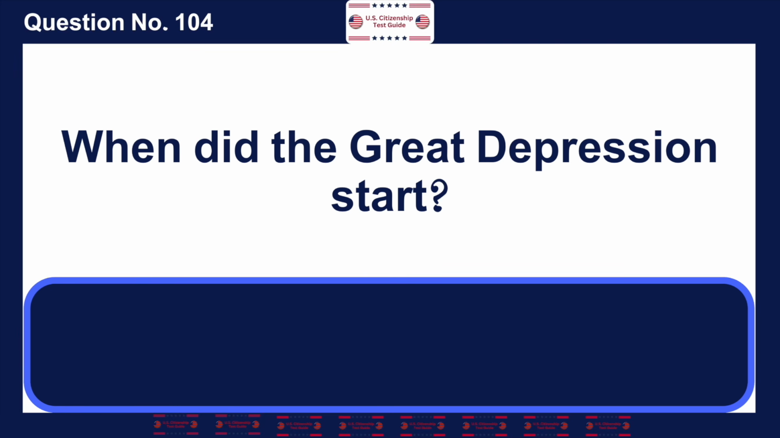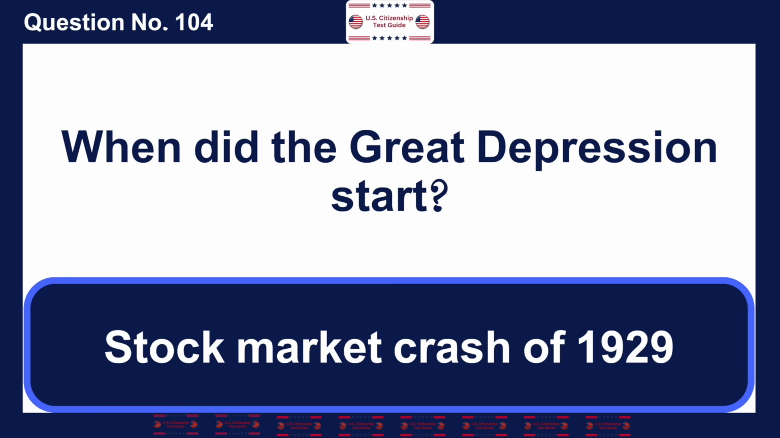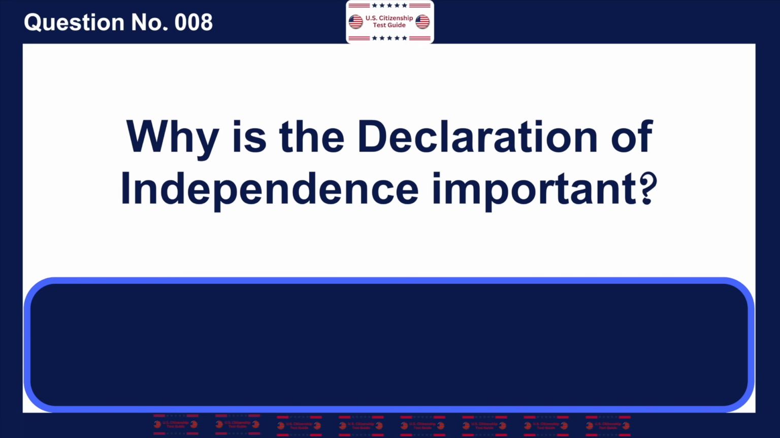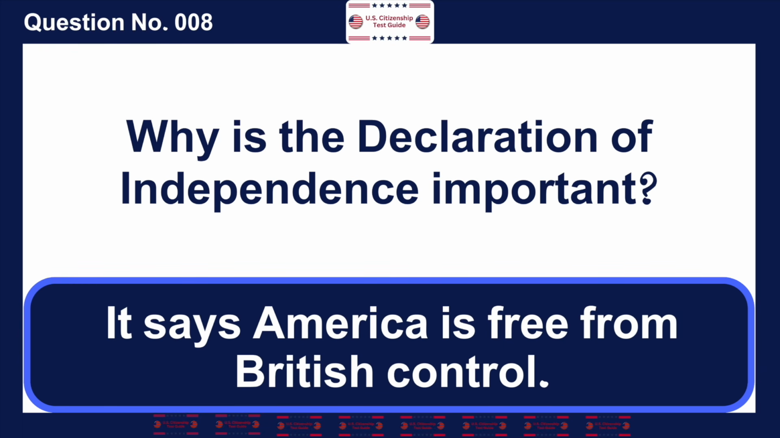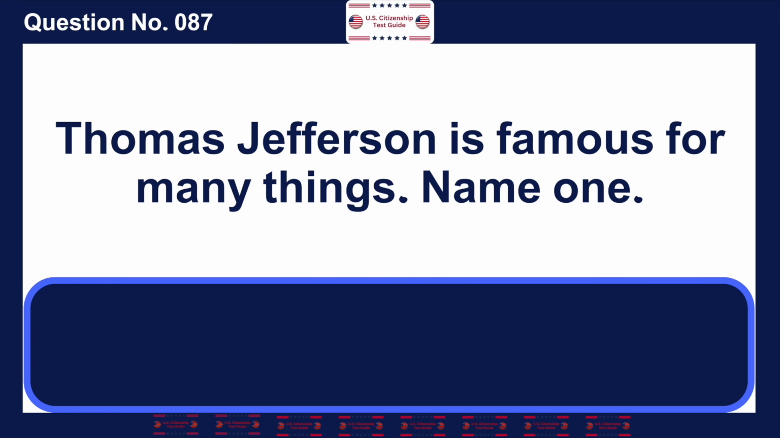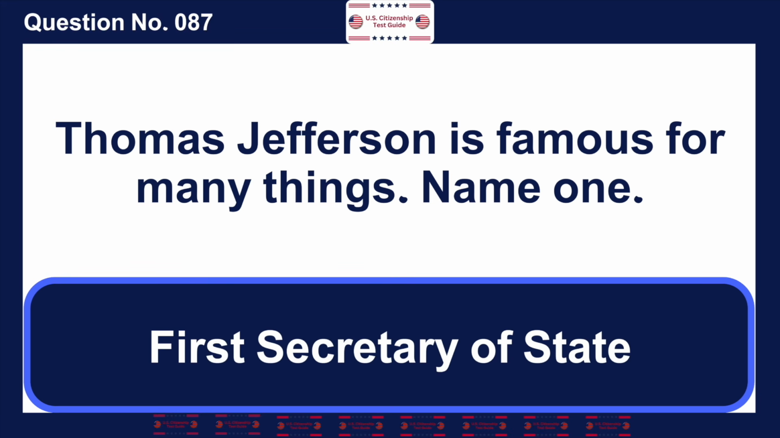When did the Great Depression start? Stock market crash of 1929. Why is the Declaration of Independence important? It says America is free from British control. Thomas Jefferson is famous for many things. Name one. First Secretary of State.